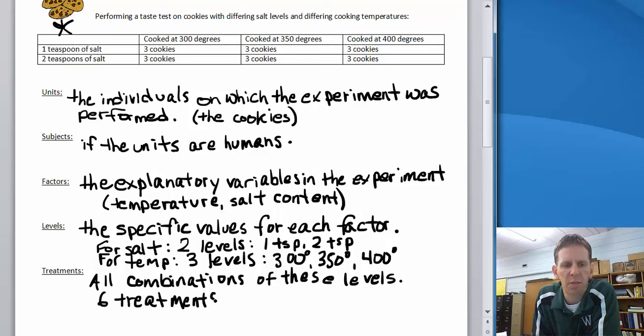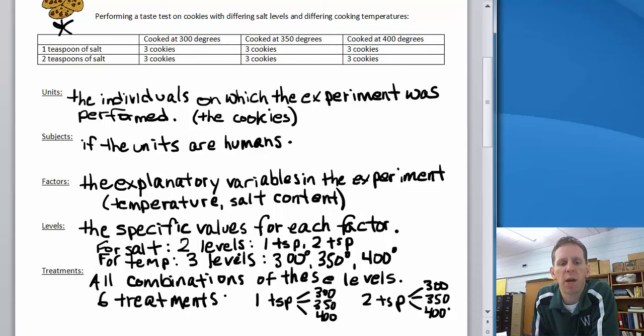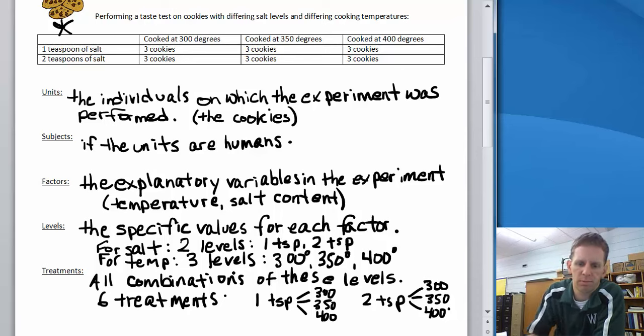Another way of laying out the treatments is to make a little tree diagram. If you want to go, one of the treatments is 1 teaspoon at each of these 3 different temperatures, 300, 350, and 400. Those are 3 of the treatments. And the other 3 treatments were the 2 teaspoons of salt at these 3 temperatures. So all of the combinations of the levels of the factors make up the treatments. Easy way to do it is to multiply the levels for each of these different factors we're working with.